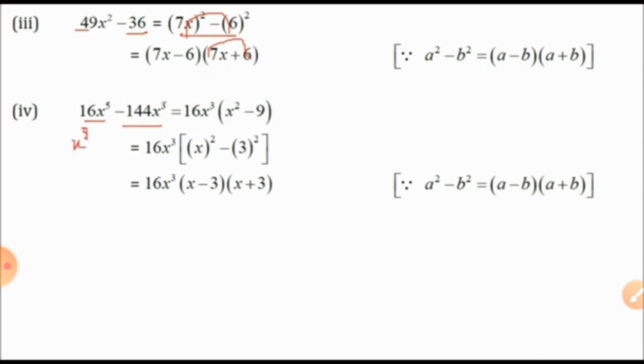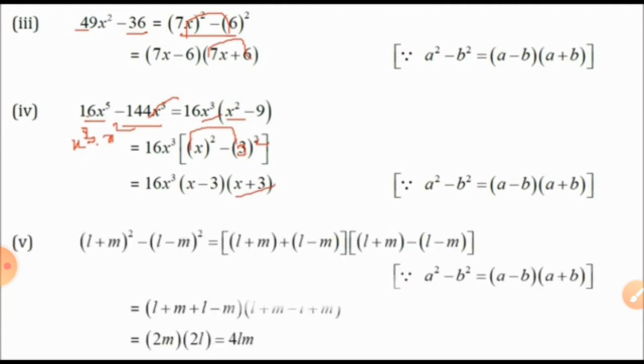16x cube minus 144x. These both are numbers, but it is a big one. 144 means 12 square. It is better to take out 16 from both. 16 times 9 is 144, isn't it? So 16x you can take out, and then after that x square minus 3 square will be there. That is (x minus 3) and (x plus 3). That's why you have to take out 16 here, and common x.